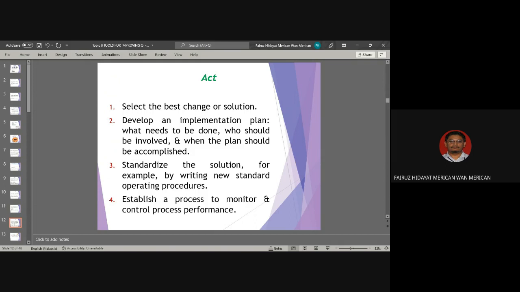And for the act as well, you have to establish a process to monitor and control the process performance of the new solution. So even though the new solution had improved the quality, the company still needs to monitor the progress, whether or not the new solution is consistently maintaining or improving the quality, or whether it improves quality, but after several months, the quality starts to decline again, and they will have to go back to the start of the cycle again. Okay, so you have to monitor the solution.